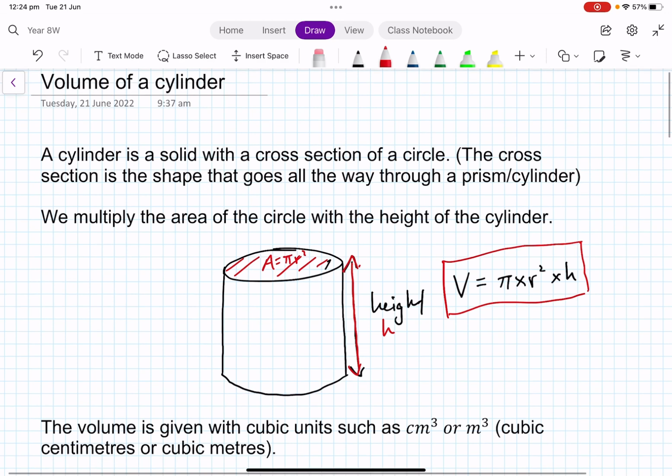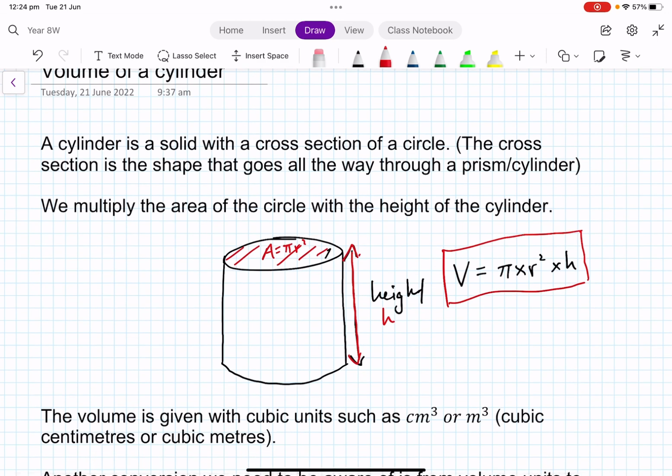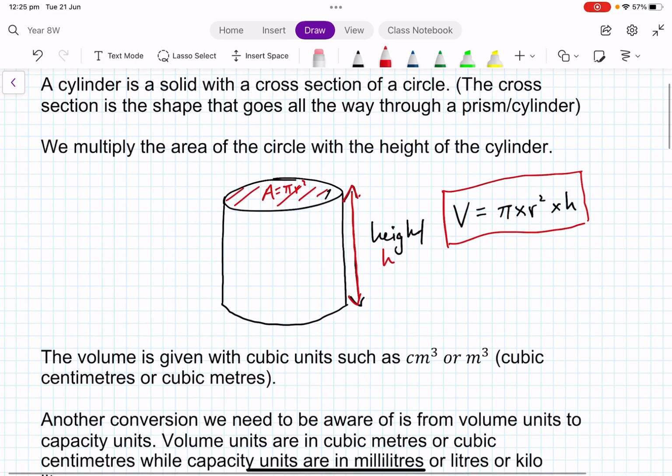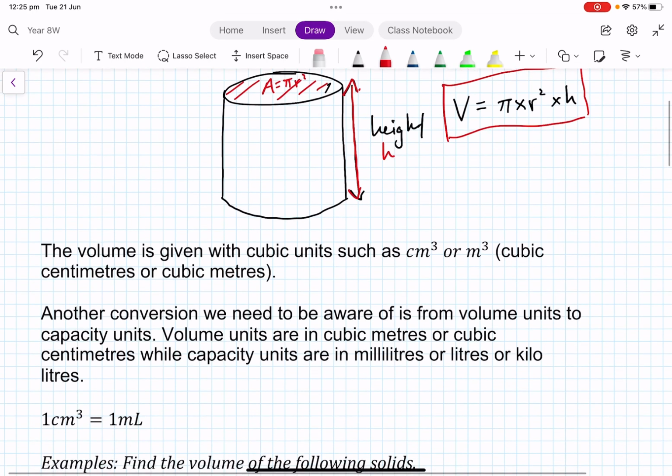Now, the volume is given in cubic centimeters or cubic meters. Area is square meters or square centimeters. Volume is cubic meters or cubic centimeters. It's how much space it takes up. It's important to know. Another conversion we want to be aware of is going from capacity, which we measure in liters and milliliters, to volume, which is cubic centimeters. The key conversion is this.